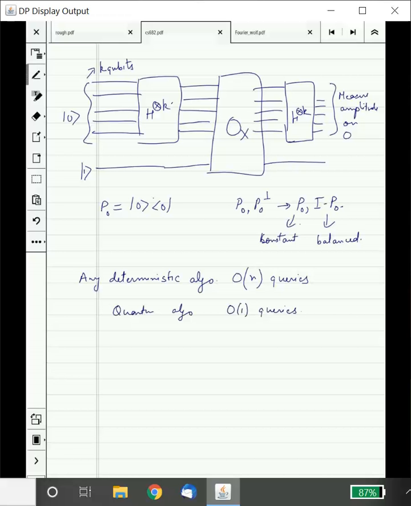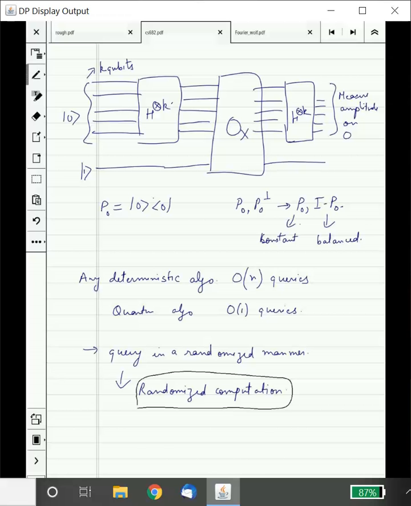You might ask, what happens if we query in a randomized manner? That means we use some probabilities to query something, because quantum is inherently probabilistic. Probably that's the right model. That's a valid question, and we will first learn what it means to do randomized computation. And then we will see examples which can distinguish quantum computation and randomized computation. But that will be the talk of next week.